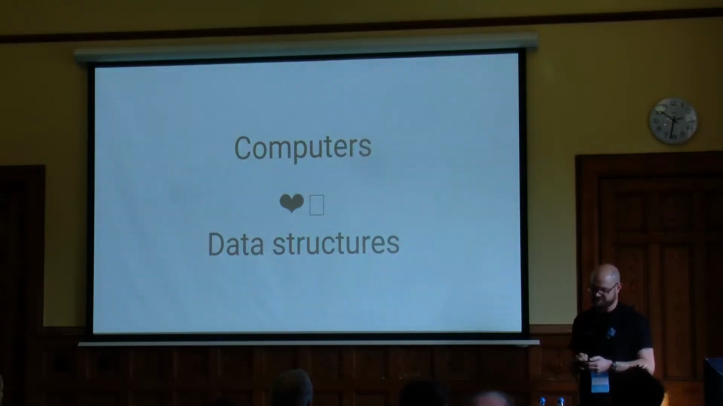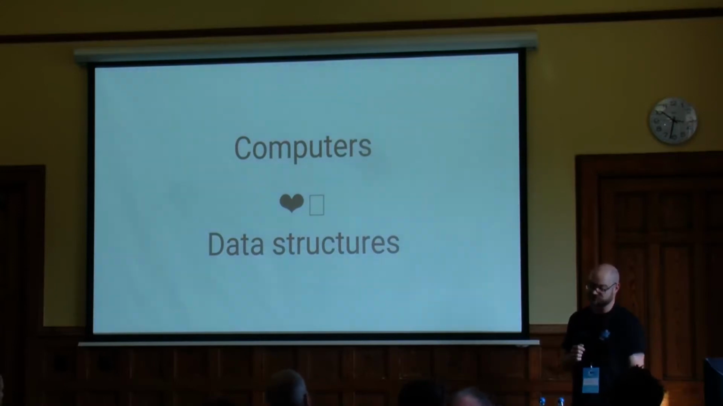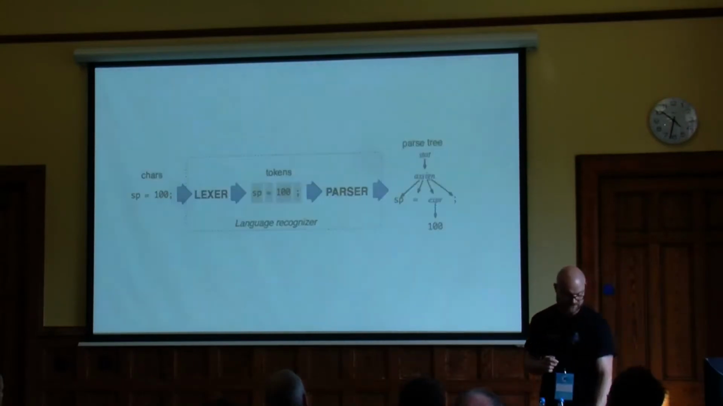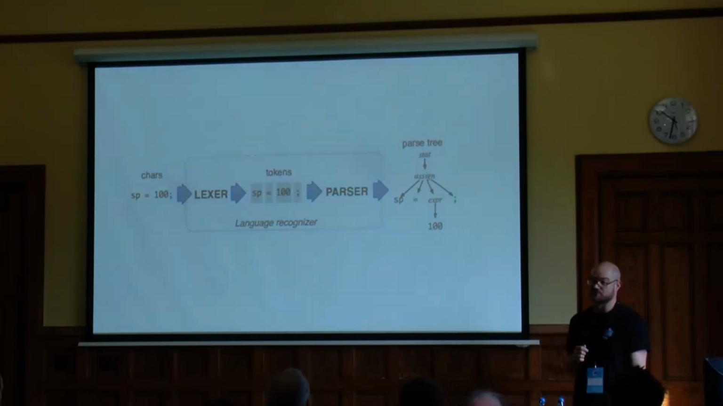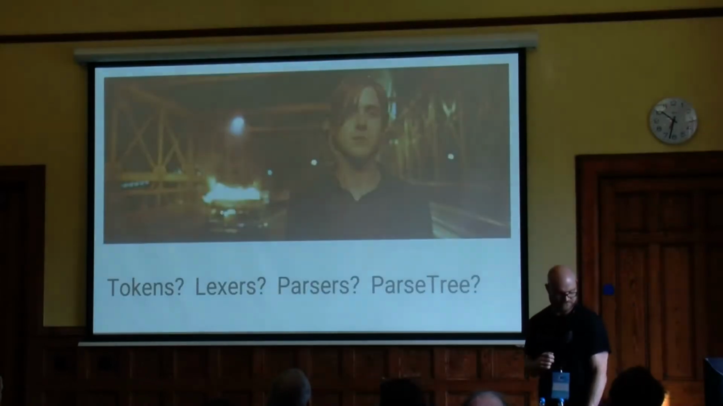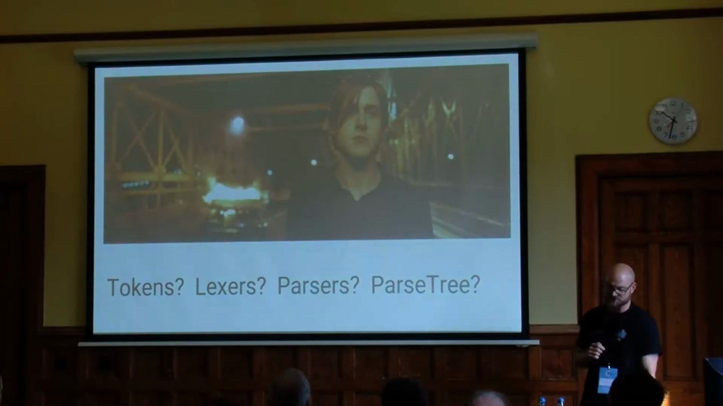Computers, programming languages, essentially love data structures, so we need a way to take a string and turn it into a data structure. And again, this turns out to be a fairly solved problem. This is all we want here. We need a lexer, some tokens, and a parser, and hey presto, we get a parse tree, or the official name, an AST. So that's just what we need to do. Tokens, lexers, parsers, parse tree. We're all good with that, right? Just move on.